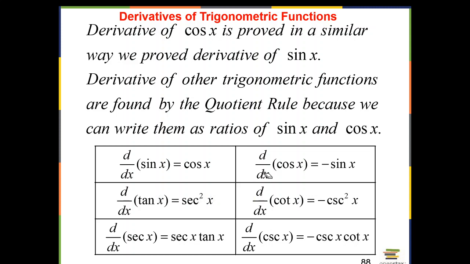So cosine, cotangent, and cosecant, you see there is a pattern. The derivatives of the functions that have co-functions are all negative. So the derivative of sine is cosine, and the derivative of cosine is negative sine. The derivative of tangent is secant squared. The derivative of cotangent is negative cosecant squared. The derivative of secant is secant tangent. The derivative of cosecant is negative cosecant cotangent. Again, you have to gradually memorize these, okay?